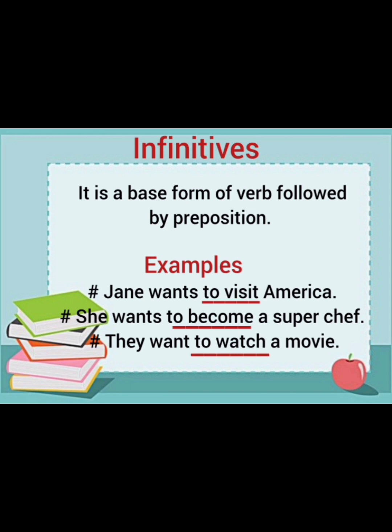For example, Jane wants to visit America. Now here Jane is your subject, wants is your verb, to visit is considered as an infinitive, and America is your destination, the place you want to visit. She wants to become a super chef. Now wants is your action verb, and to become is an infinitive that describes this sentence in detail, and it answers the question what does she want to become. So she wants to become a super chef.